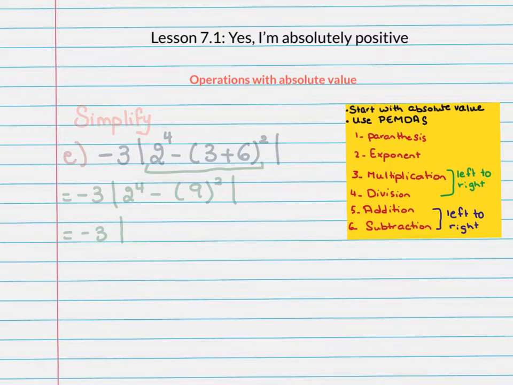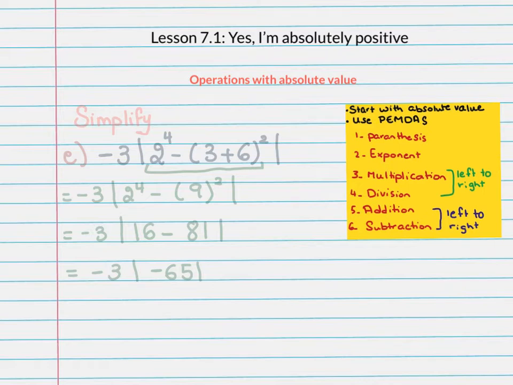It's going to be 16 minus 9 to the power of 2 is 81, absolute value. Now we're still inside the absolute value. We have subtraction. So we do the subtraction. 16 minus 81 is minus 65. The negative 3 outside stays as is. Absolute value of negative 65. Since we have one value now inside the absolute value, we are allowed to remove it. Remember, we have a negative with the absolute value. To remove the absolute value, the negative 65 should come out as 65.